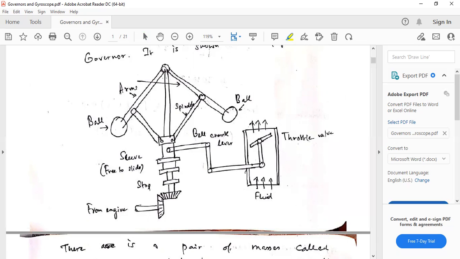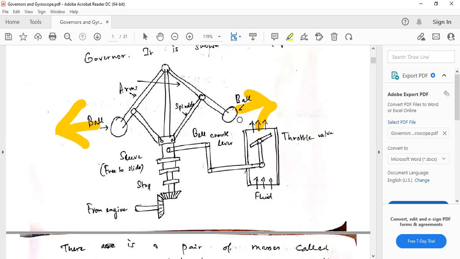These two parts are called the arms of a governor, and this part is called the spindle. Here we have pin joints, here also, and the spindle also has pin joints, so these arms can swing like this. For centrifugal governors, the spindles do not have any role. Only the centrifugal force of these balls causes the sleeve lift.